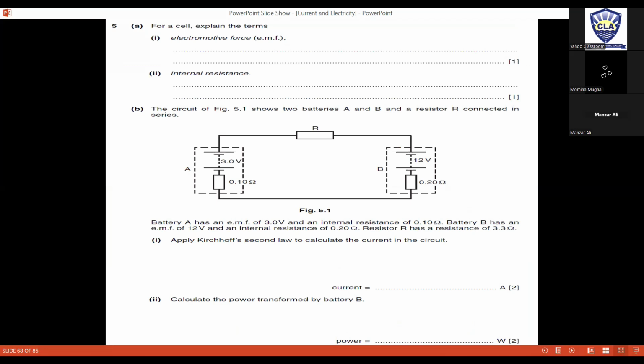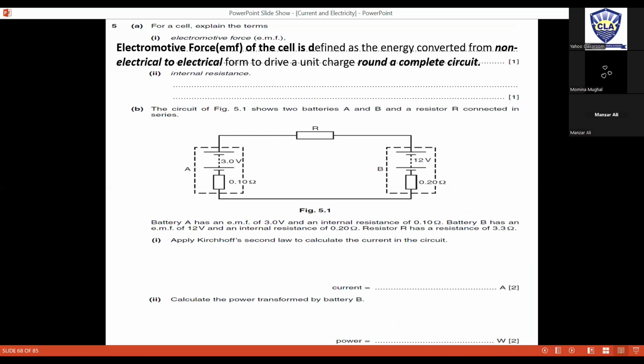EMF definition: energy converted from non-electrical to electrical form to drive a unit charge around a complete circuit. Internal resistance: it is the resistance inside the cell which causes loss of voltage or loss of energy inside the cell.